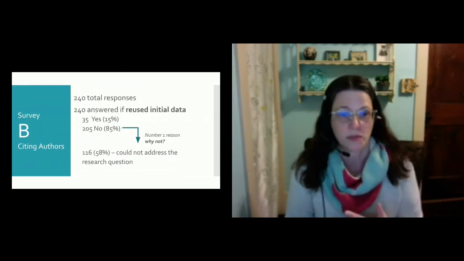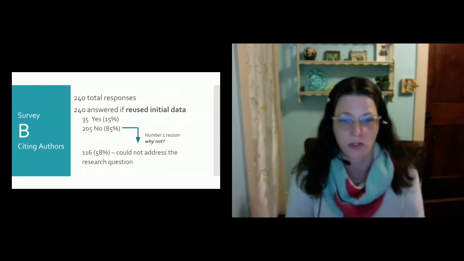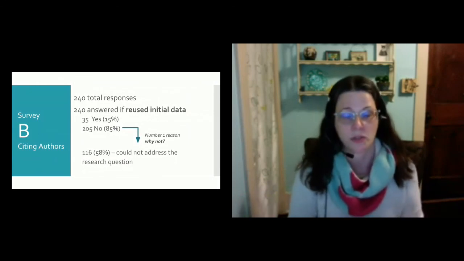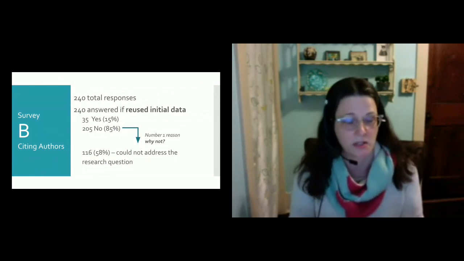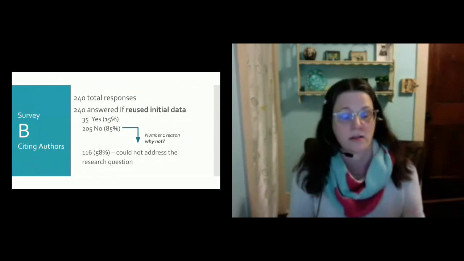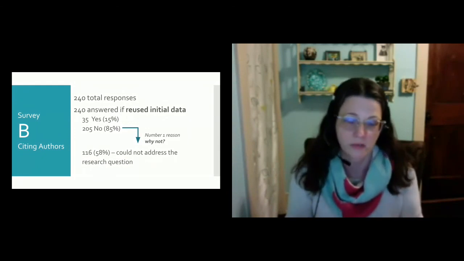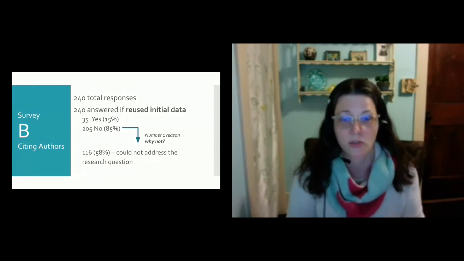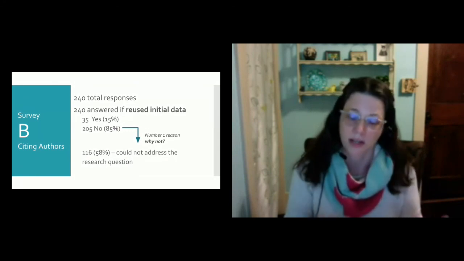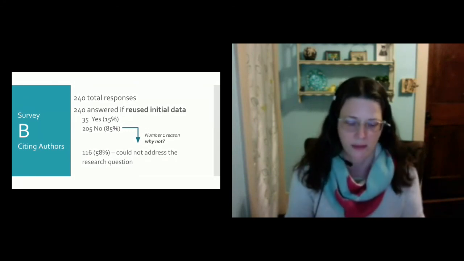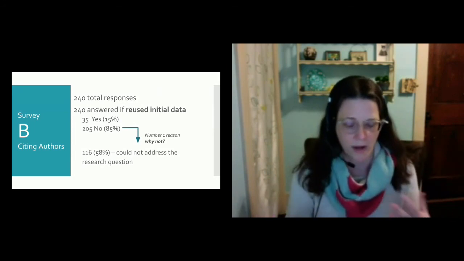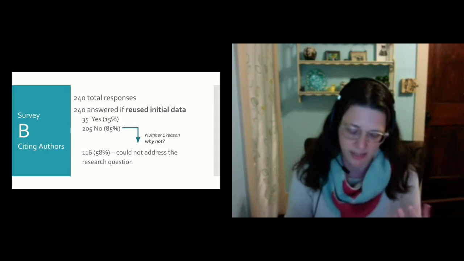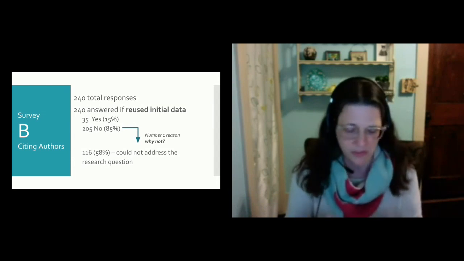So of the 240 responses, all of them answered this question: did they reuse any of the data that was associated with that initial article? 15% said yes, and 85% said no. And actually, even higher than in survey A, the most selected reason is that the data associated with that initial article could not address their specific research question. So this has been really interesting for us and helps us reflect on why there's been a little bit of hesitancy or some variability in how people have replied to data sharing.